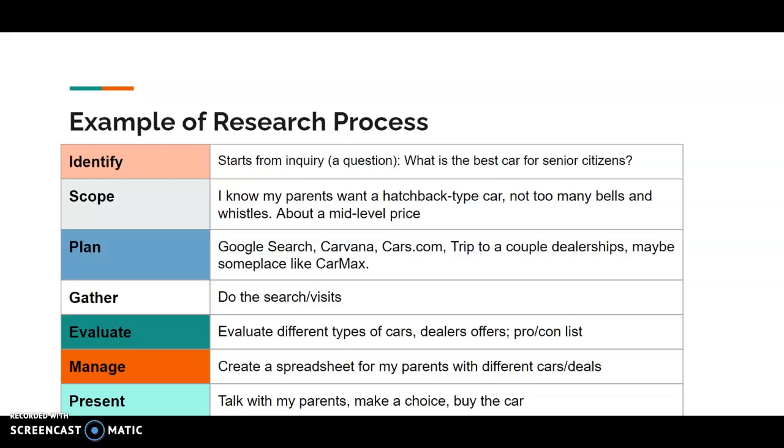So I can think about my scope. What do I know already about this issue and what do I need to know? So I know that my parents want a hatchback type of car.